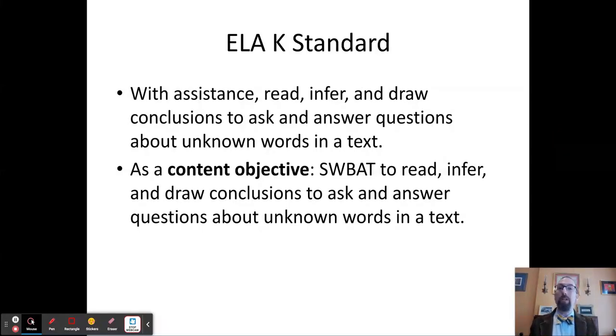Now let's take a kindergarten English language arts standard. With assistance, read, infer, and draw conclusions to ask and answer questions about unknown words in a text. As a content objective, this could be students will be able to read, infer, and draw conclusions to ask and answer questions about unknown words in a text. So this is pretty much taking the standard from the Missouri Learning Standards, just taking out the with assistance part.